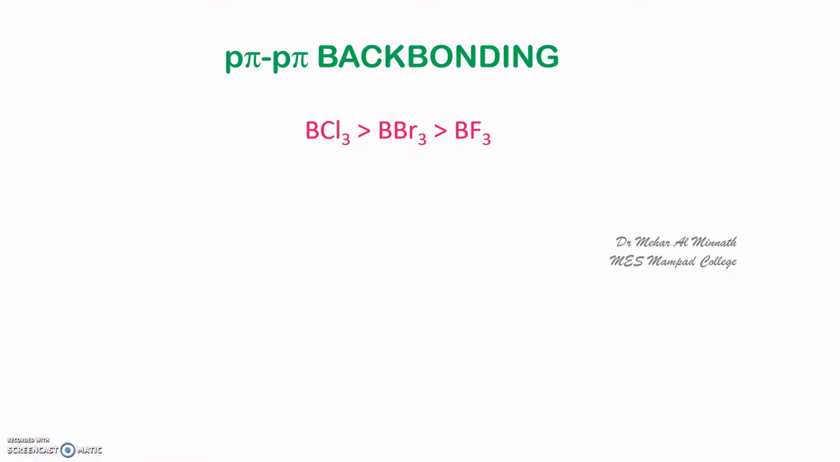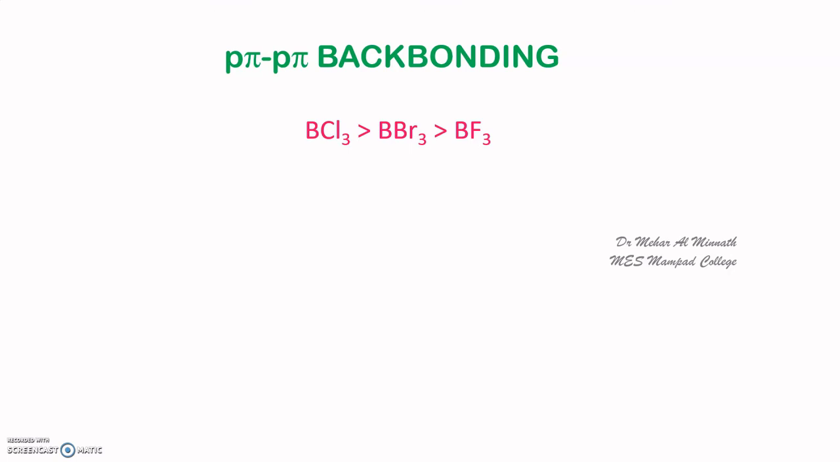Even though we expect BF3 to be more acidic, as the boron is attached to more electronegative fluorine atoms, contrary to what has been expected, BF3 is the least acidic among these three. This is because in the case of BF3, there is a shift of electron density from fluorine to boron.